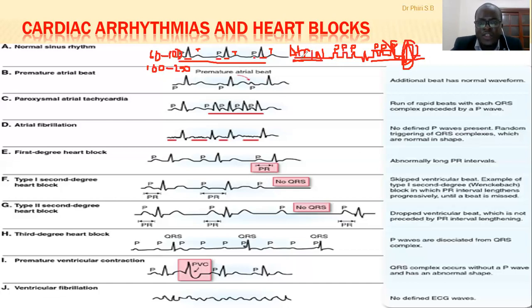So sometimes you can have atrial fibrillation or atrial flutter. For atrial flutter, if the atrial contraction is between 250 to 350, you'll find that you have flutter. So this is called atrial flutter.